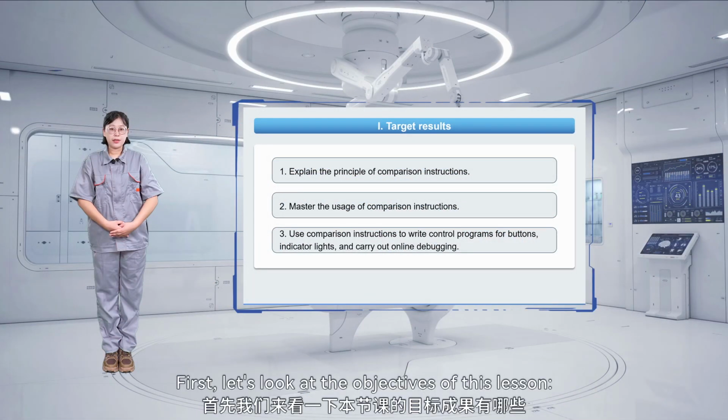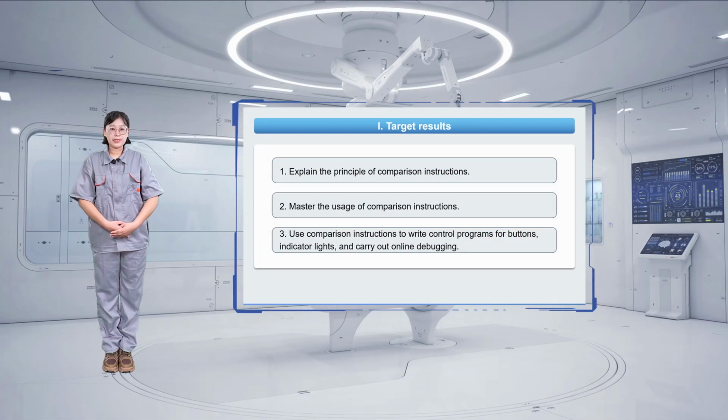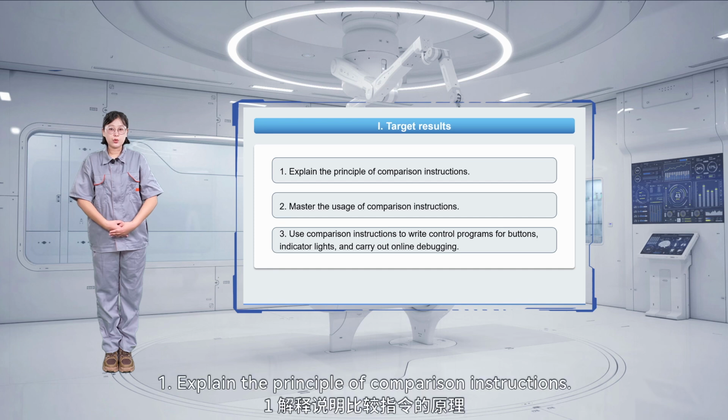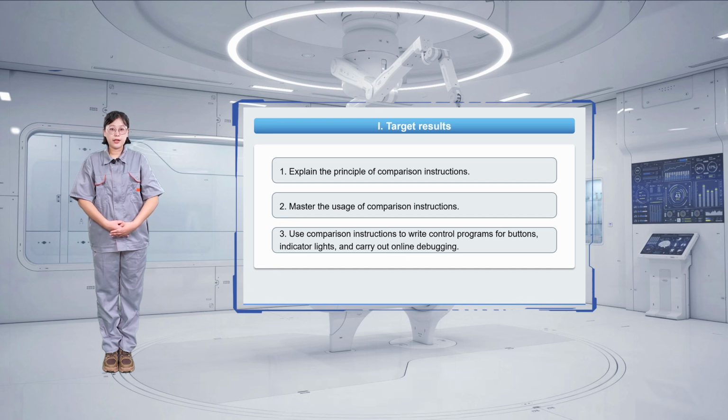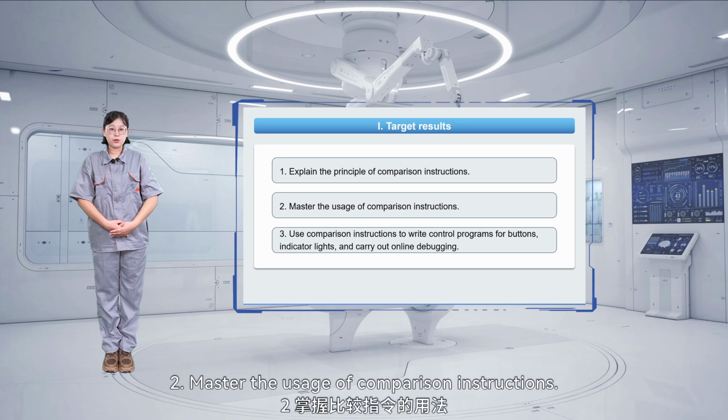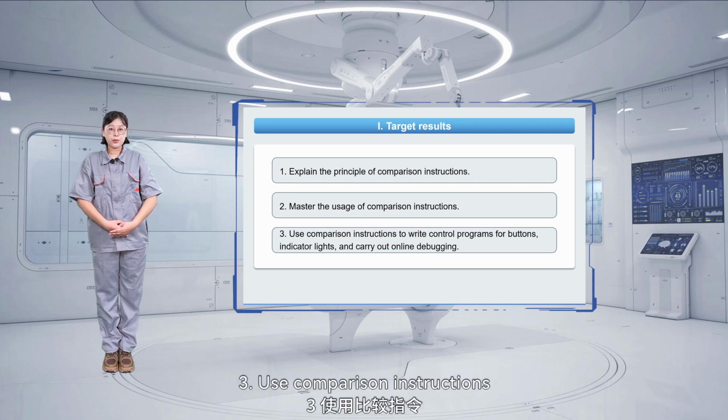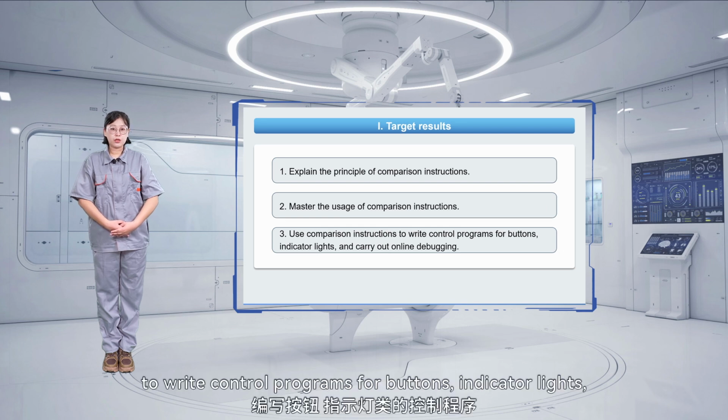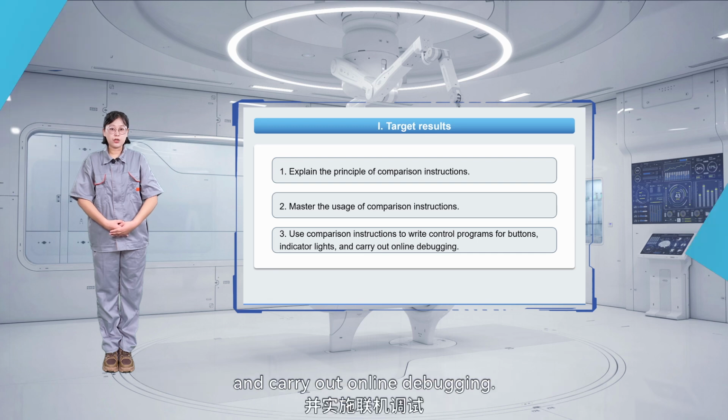First, let's look at the objectives of this lesson. 1. Explain the principle of comparison instructions. 2. Master the usage of comparison instructions. 3. Use comparison instructions to write control programs for buttons, indicator lights, and carry out online debugging.